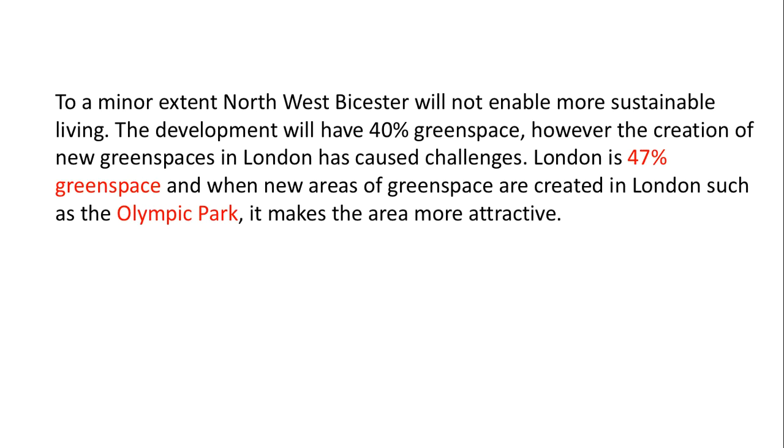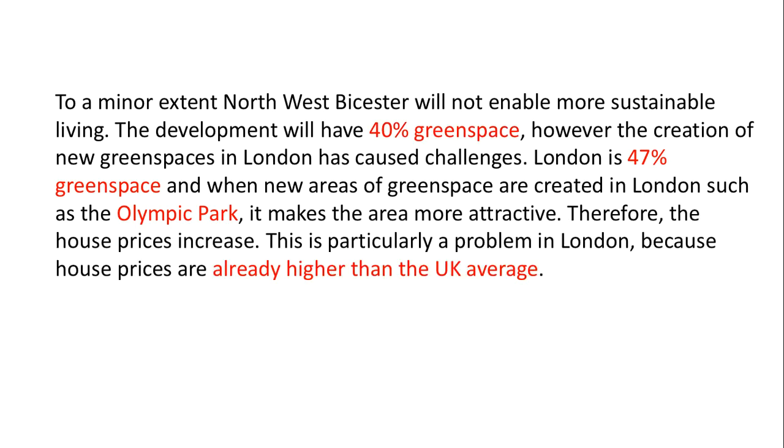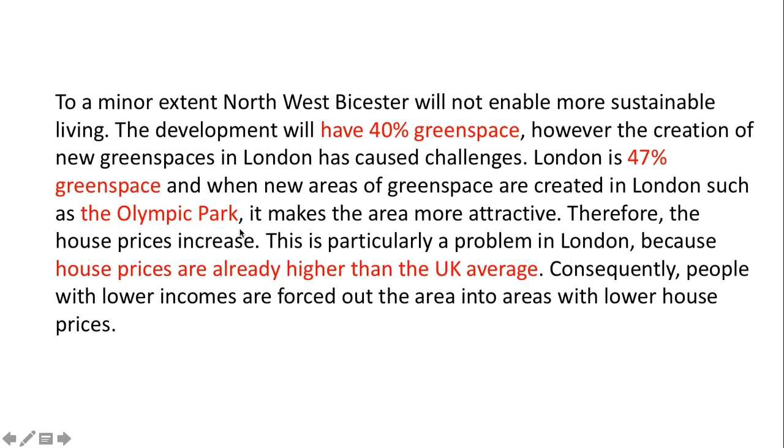London is 47% green space, and when new areas of green space are created in London, such as the Olympic Park, it makes the area more attractive. So there you can see I've used a fact, and I've also named a place, the Olympic Park. I'm linking my own knowledge about the Olympic Park to what the figure's saying about North West Bicester. Therefore, the house prices increase. This is particularly a problem in London because house prices are already higher than the UK average. Again, I'm explaining my point using therefore, and I'm being very specific. Consequently, people with lower incomes are forced out of the area into areas with lower house prices.